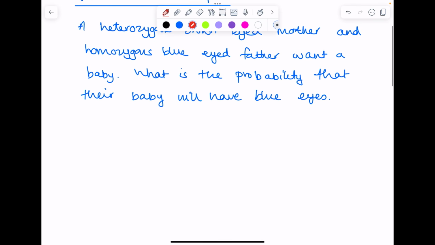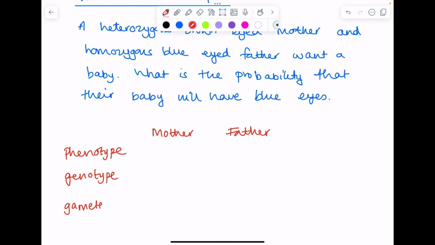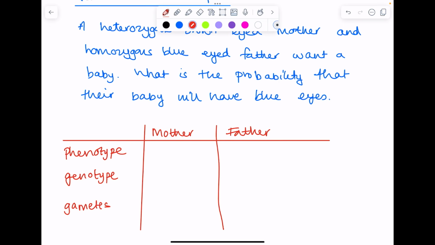So we're going to use the following layout in order to make sure we answer this properly. Please don't rush this. You want to write mother, father, phenotype, genotype, gametes. So this is the preparation you do in order to make sure that you get your Punnett square nice and accurate. So set yourself up like this. You should have plenty of space in the exam to do this.